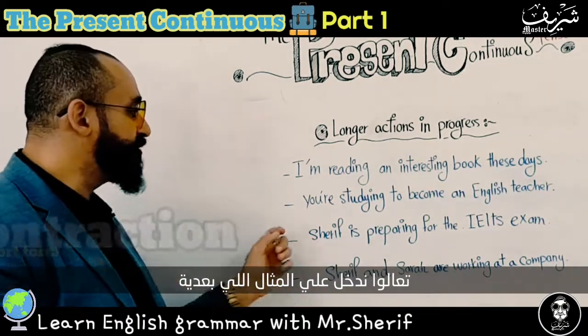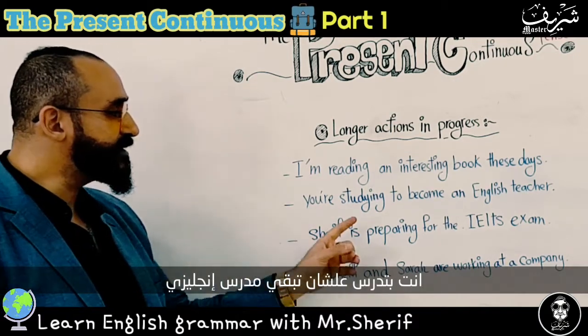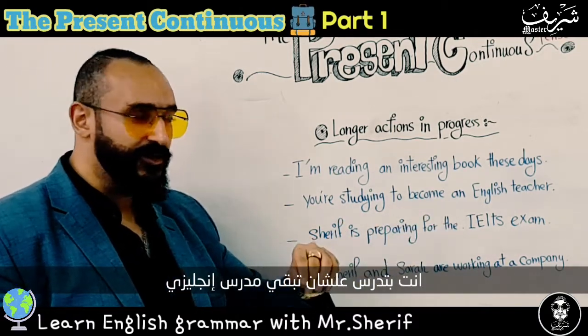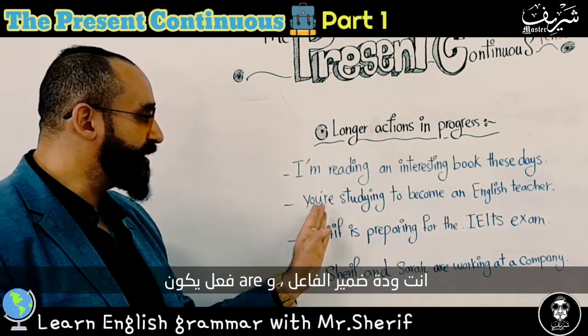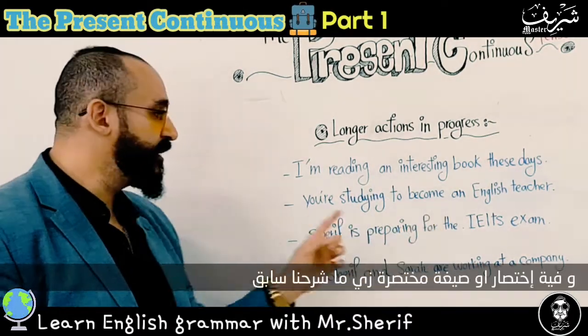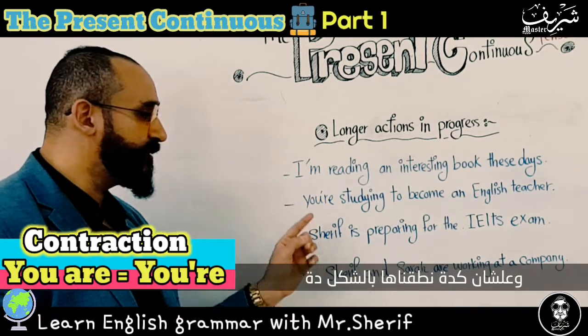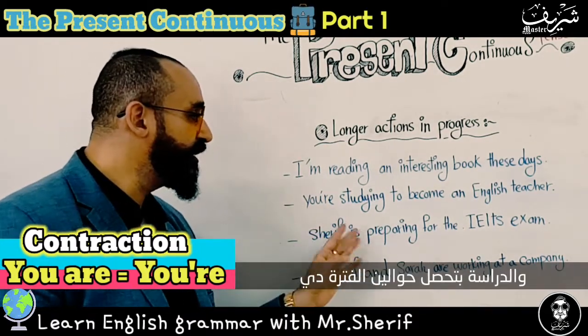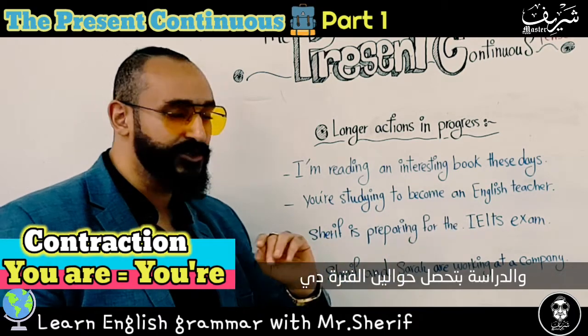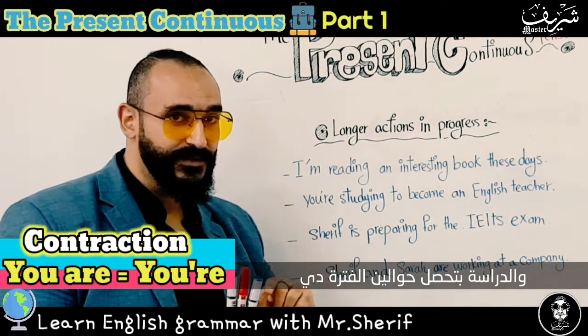Let's jump on to the next example. You're studying to become an English teacher. You, which is the subject, and your, which is the be verb, and you can see it's contracted. This is a contraction or a short form. That's why we have pronounced it as your. So you're studying to become an English teacher around this period.